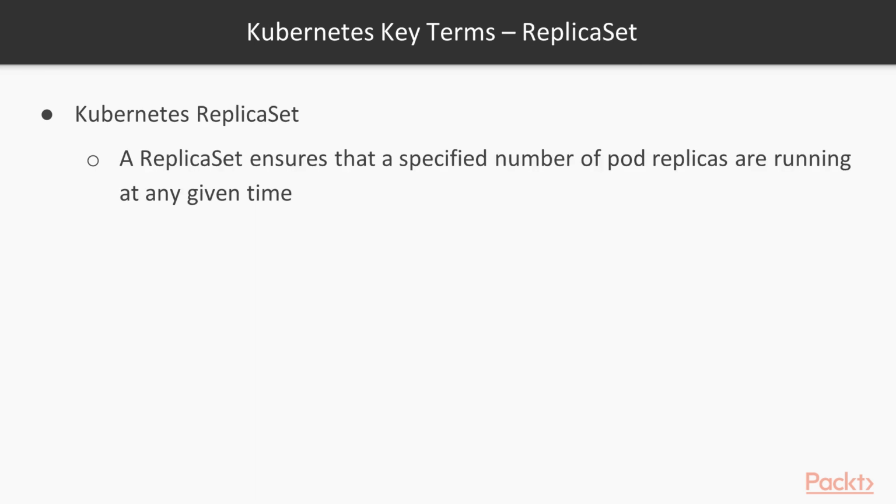A replica set ensures that a specified number of pod replicas are running at any given time. So the replica set is how we handle scalability in Kubernetes for our applications, application-level scalability.